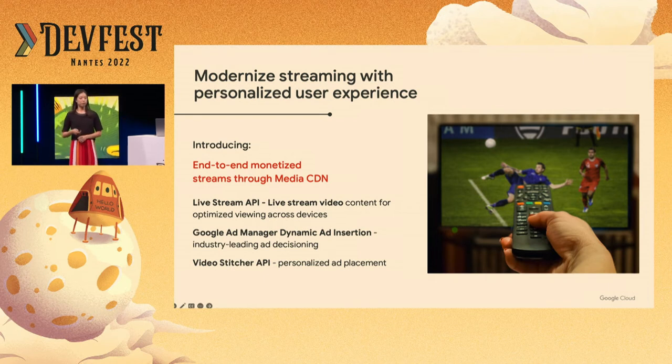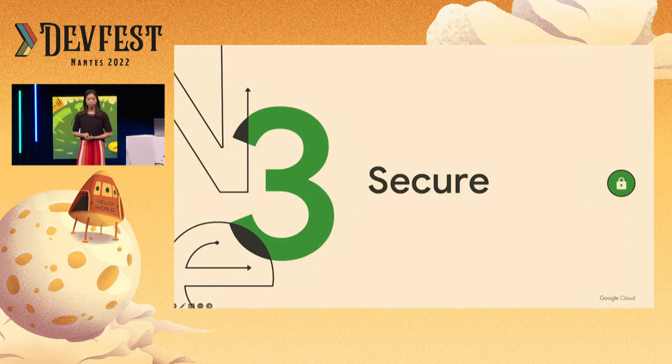We also have enabled the Google Ad Manager dynamic ad insertion, which lets you do custom advertisement placement in your streaming services or personalized ad content using the Video Stitcher API. So if that's relevant for you, it's a powerful option.